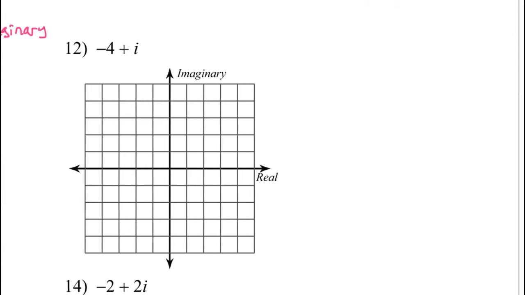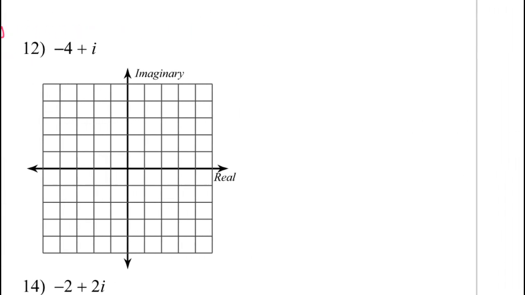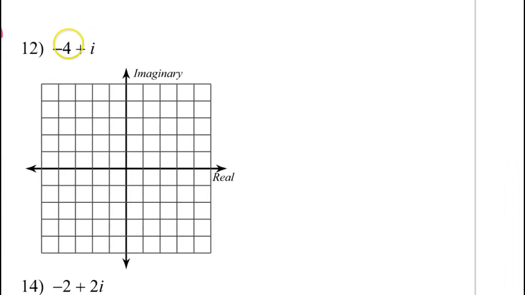Okay, so this is very simple, as you can see. For number 12, the real part is -4. That tells us to go to the left 4. And then the imaginary part is i, so you can sort of think of it as 1i. So I'm going to go up 1. I'm going to go left 4 and up 1. So this is where you would graph the complex number -4 plus i.